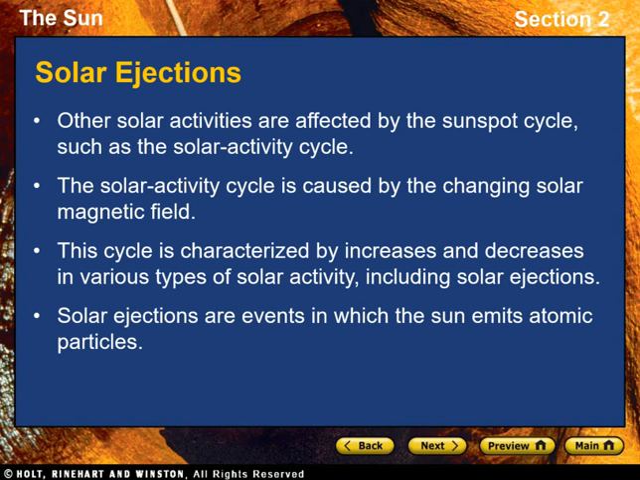Solar ejections. Many other solar activities are affected by the sunspot cycle. The solar activity cycle is caused by the changing solar magnetic field. This cycle is characterized by increases and decreases in various types of solar activity, including solar ejections. Solar ejections are events in which the sun emits atomic particles. These events include prominences, solar flares, and coronal mass ejections.